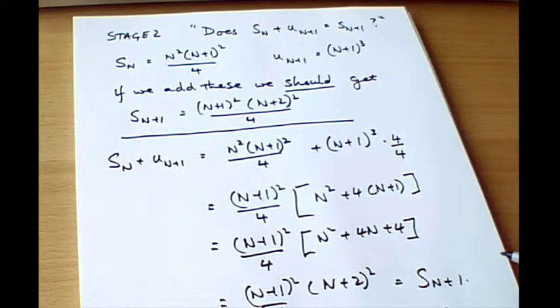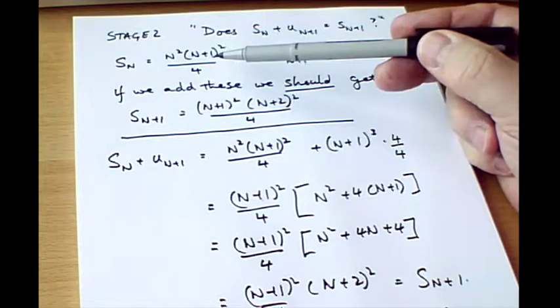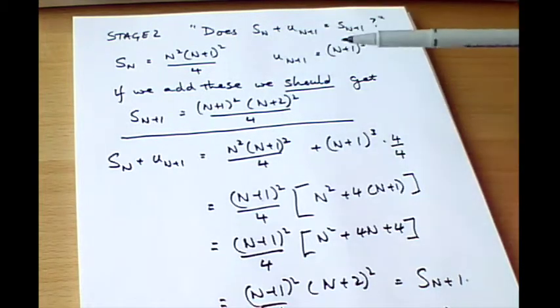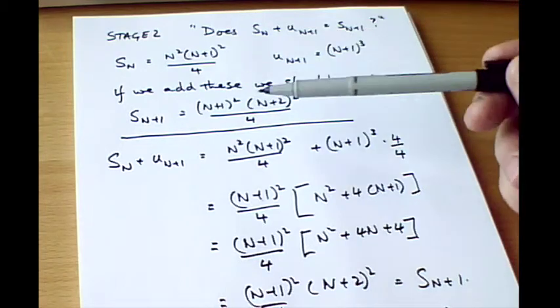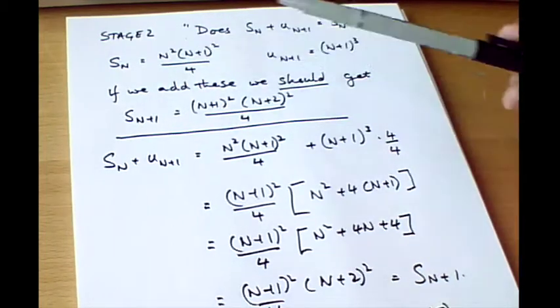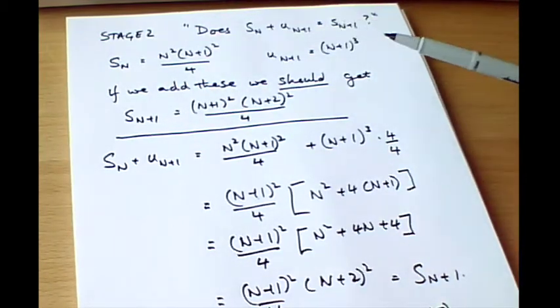So I've completed my proof. I've shown that this formula works when n is 1 and perhaps 2, perhaps 3. I've also shown that if my formula works for n, it will work for n plus 1. That's the end of the proof.